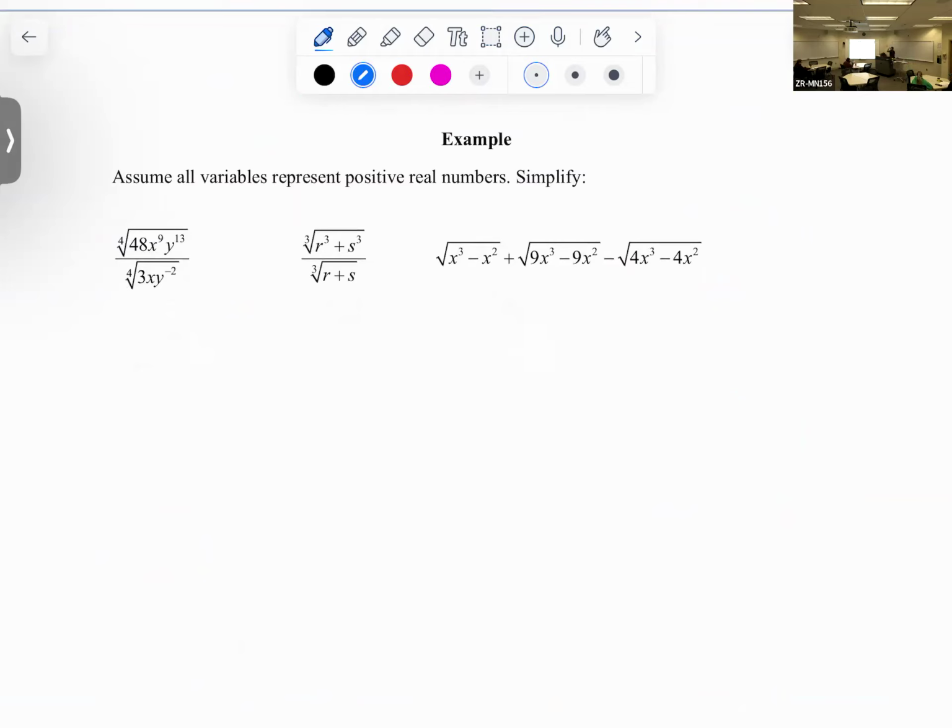All right, assume they represent positive real numbers and the standard directions are rationalized, but none of these are gonna need rationalization. All right, so in both of these first 2 cases, what do you notice about the radicals? They are the same, right? Which means we can put them under one big radical. How are they the same? Fourth root. Numerator and denominator are same.